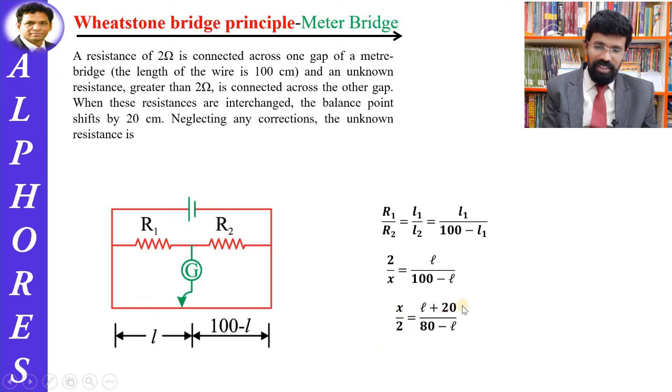It's more in the sense the numerator should be more. Earlier it was L, now it will be more than L, so it will be equal to L plus 20. If you subtract L plus 20 from 100, 100 minus L plus 20 is how much? 80 minus L. So now we have two equations and our job is very simple. We can solve for X, and it comes out to be 3 ohms.